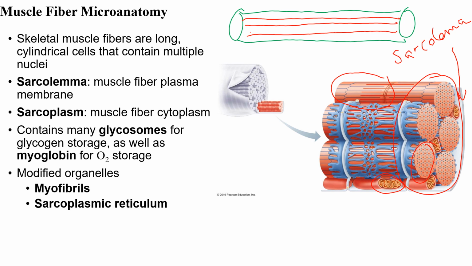The sarcoplasmic reticulum is going to be an endoplasmic reticulum for muscle cells. It's specifically a smooth ER, so it's not the rough ER. Smooth ER would be what we would call it in most cells, but we're going to call it the sarcoplasmic reticulum. This is going to store calcium for us.